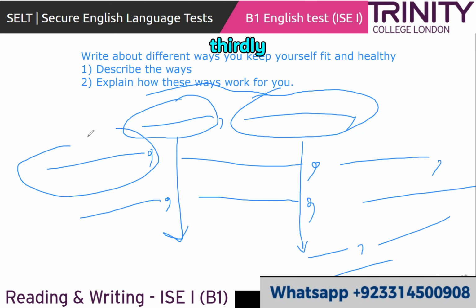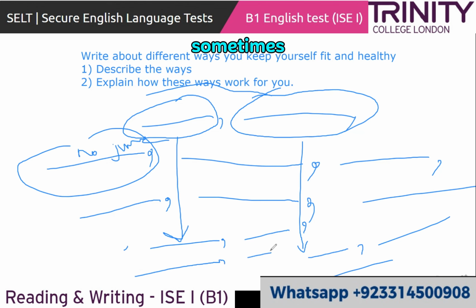Then thirdly, you say maybe no junk food, right? So you say not eating junk food is a good way to keep myself fit and healthy because it's very oily and very fattening, and it is also spicy, way too spicy sometimes. Understanding or not? Is this difficult?